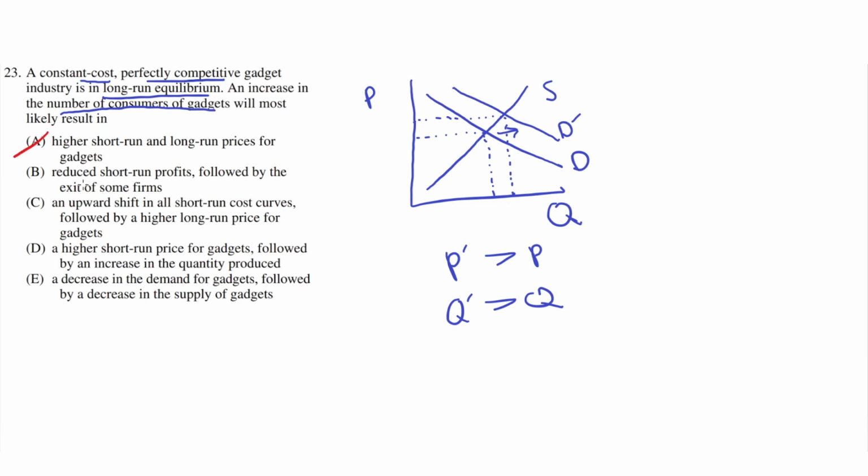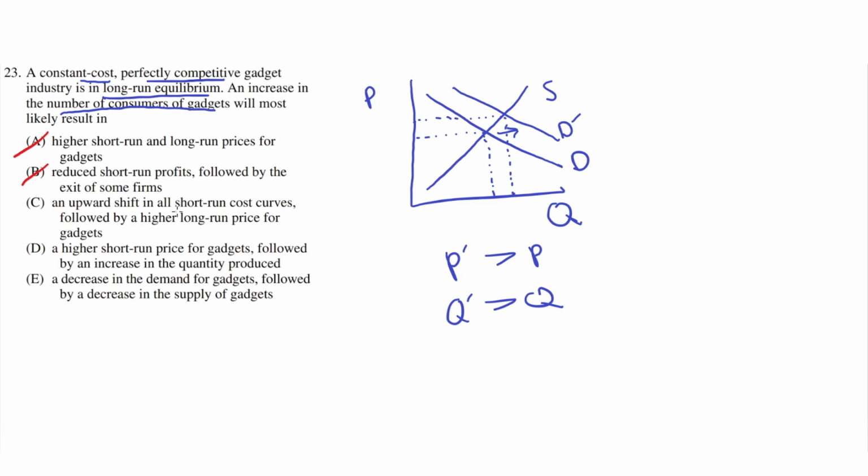So A is incorrect. B. Reduce short-run profits followed by the exit of some firms. This is incorrect because looking at the graph, the short-run profits will increase and followed by an entry of some firms. So this is the opposite of what option choice B says, and therefore B is incorrect.